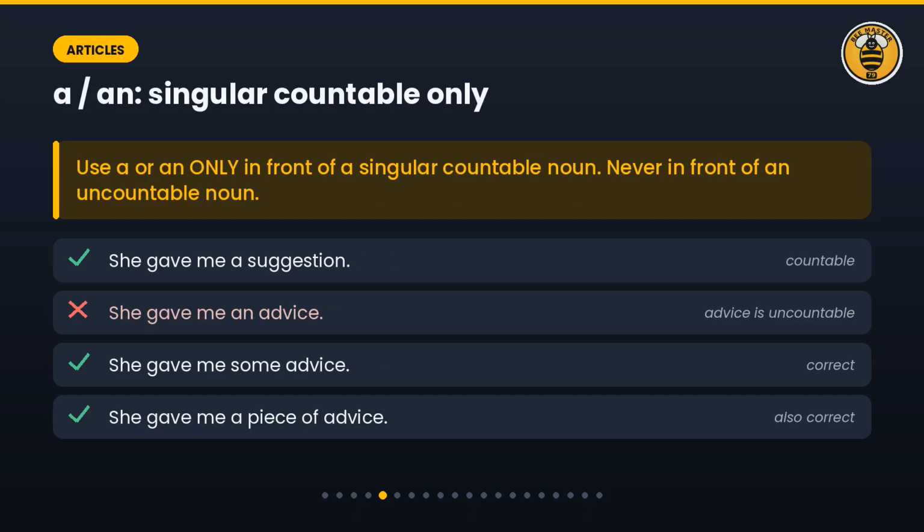Now articles. Use a or an only in front of a singular countable noun, never in front of an uncountable noun. So, she gave me a suggestion is correct because suggestion is countable. But she gave me an advice is wrong because advice is uncountable. There are 2 good ways to fix it. You can say she gave me some advice, or you can say she gave me a piece of advice. We will look at that second pattern in more detail in a moment.